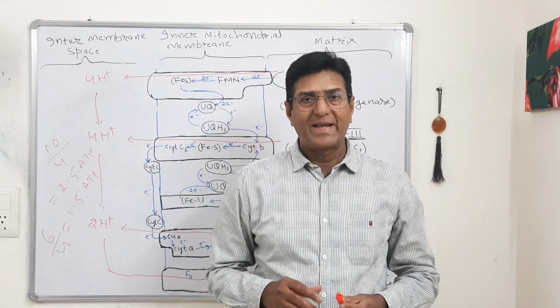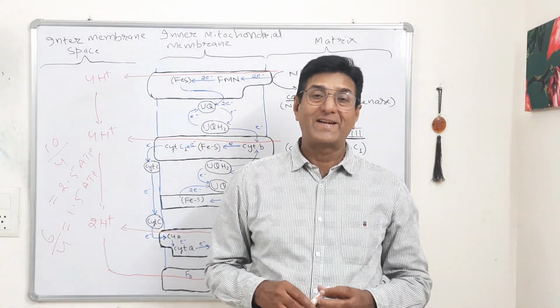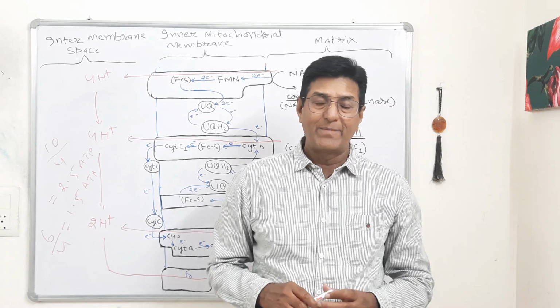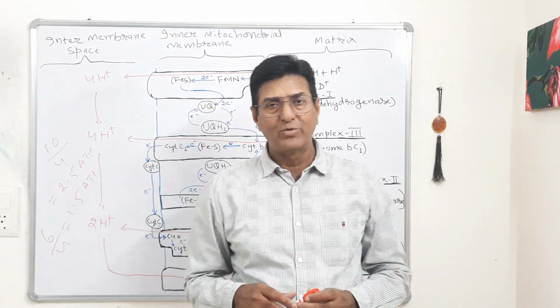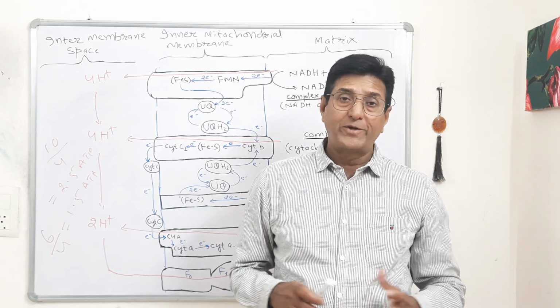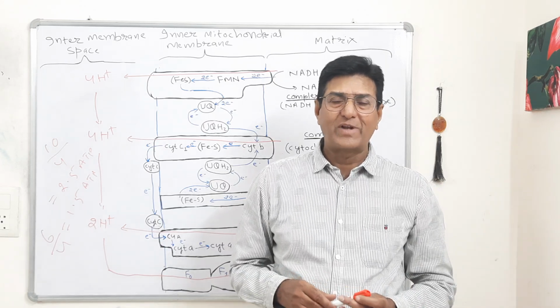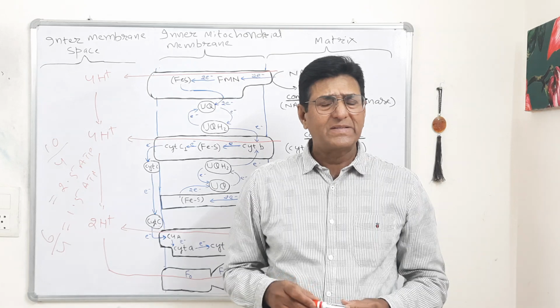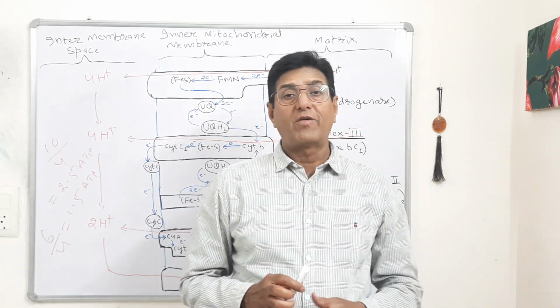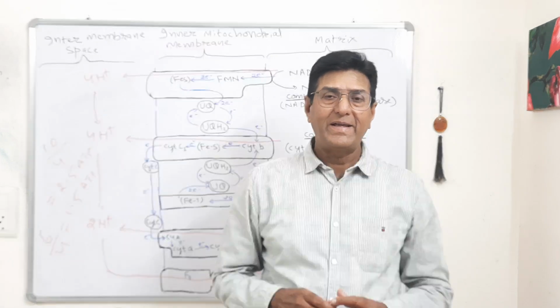Electron transport chain and oxidative phosphorylation are part of terminal oxidation in aerobic respiration. In my previous video, I explained the electron transport chain, and now we are going to discuss oxidative phosphorylation. It simply means formation of ATP by oxidation of reduced coenzymes NADH and FADH2.